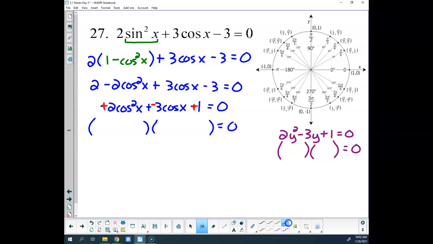So then this is going to become 2 cosine of x and cosine of x. Just like over here, this would become 2y and y. What are my only choices for the 1? What times what gets me 1? 1, right? This is going to be 1, 1, 1.